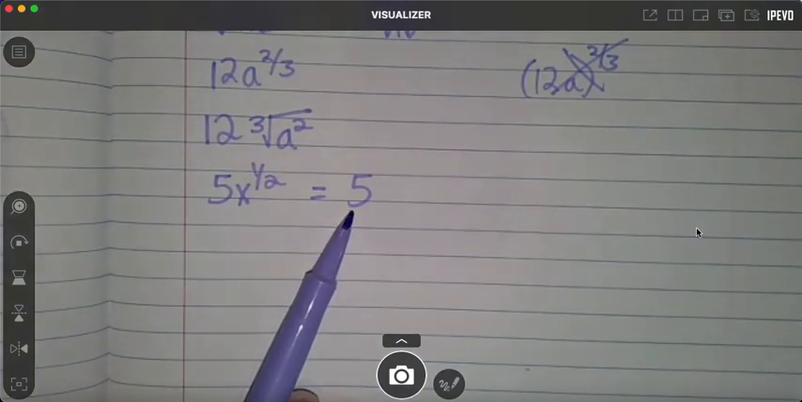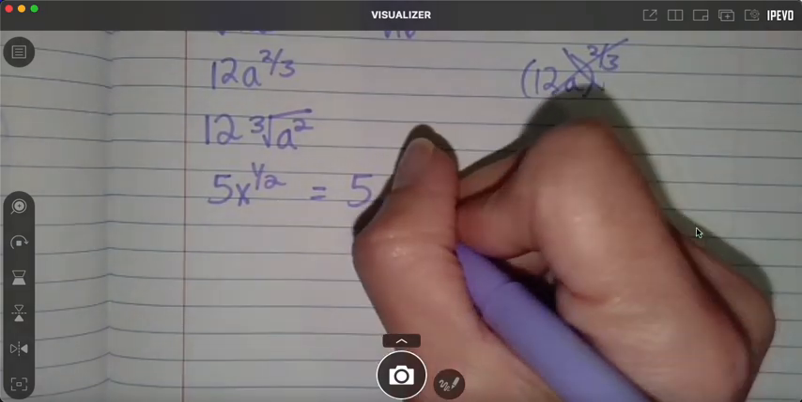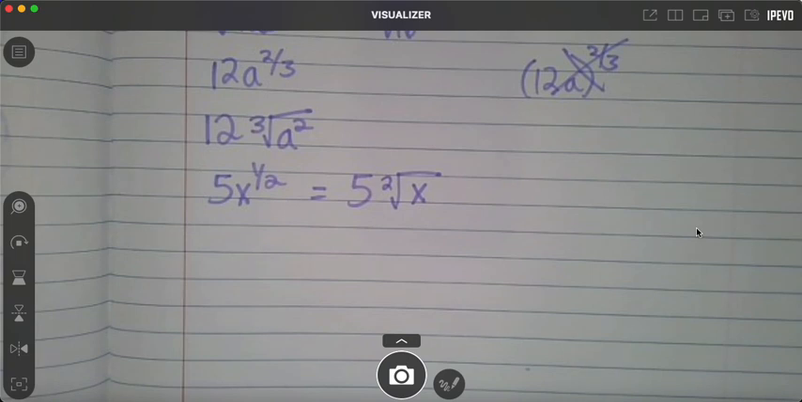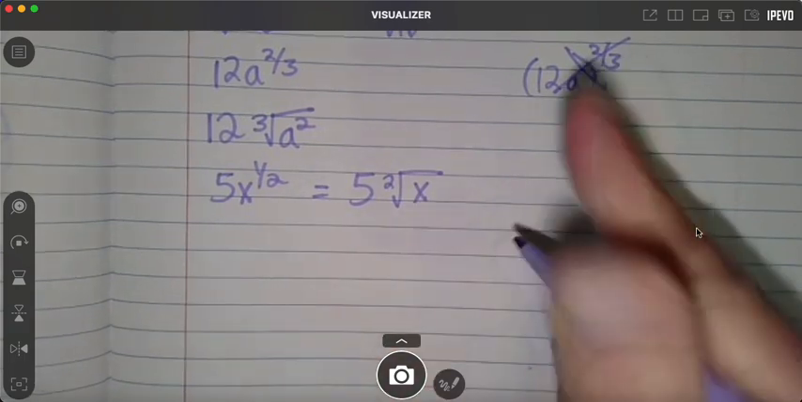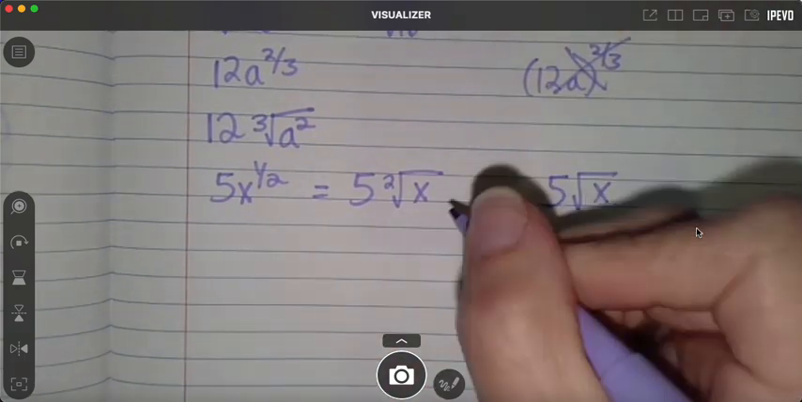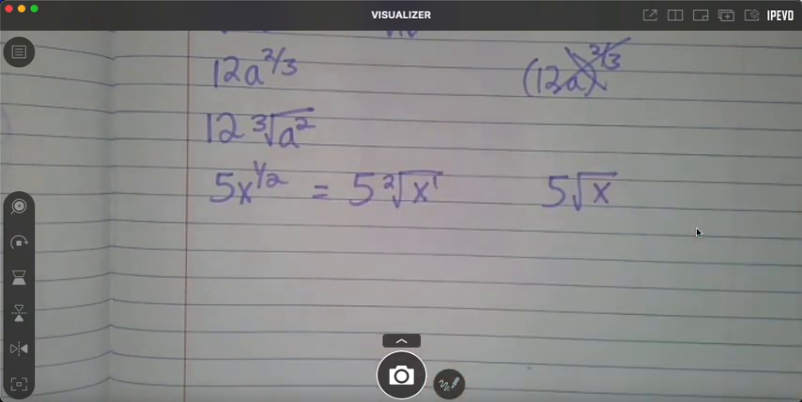What's another way to write x to the 1/2? Well, what's my root? What's my bottom number? 2. So it's going to be the square root of x. Do you have to write the 2 on this one? No, because remember, a square root is understood. You can write it like that, or like that. You could have put x to the 1, but you don't need to. It's just x. Anytime it's to the 1/2, it's a square root.